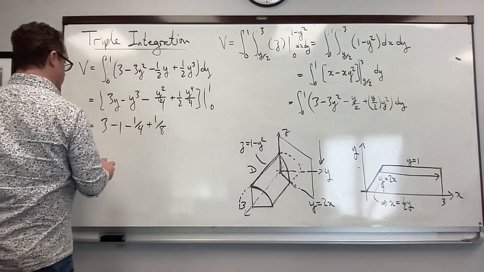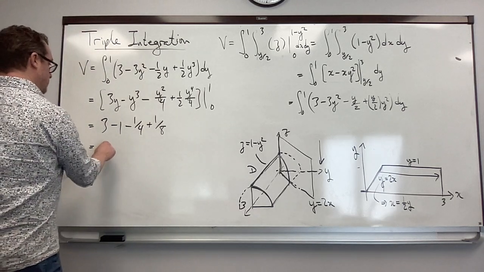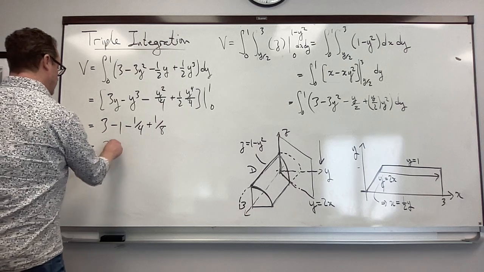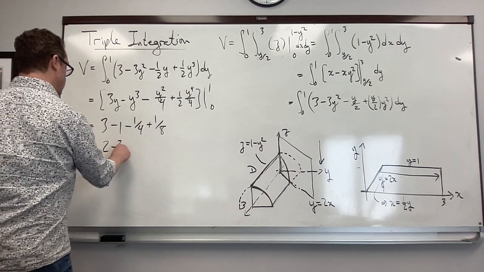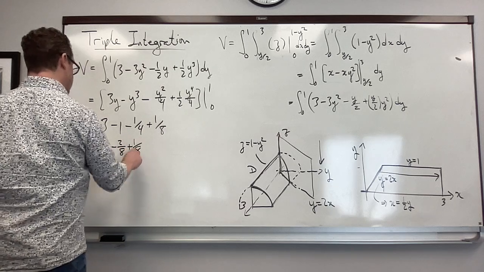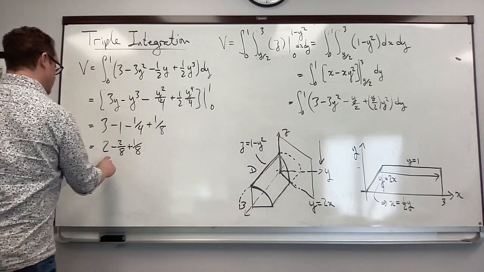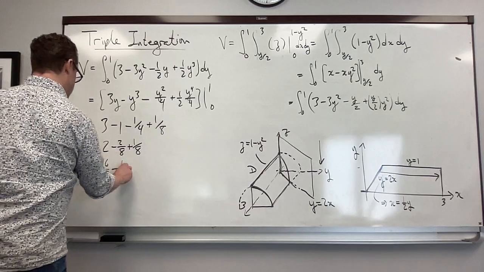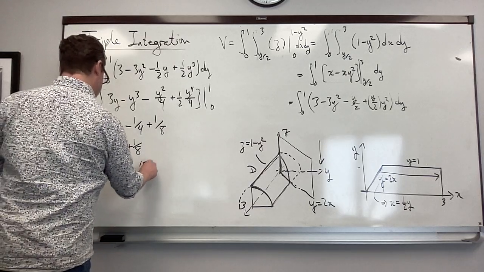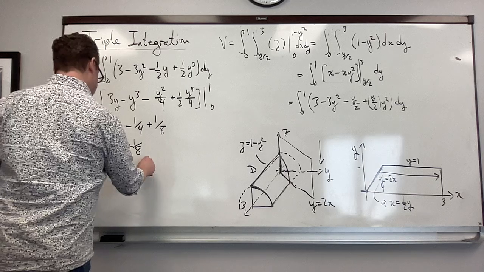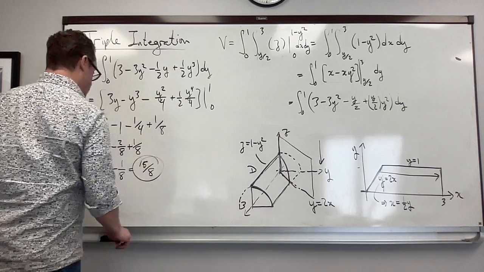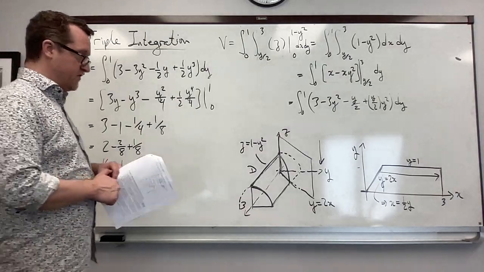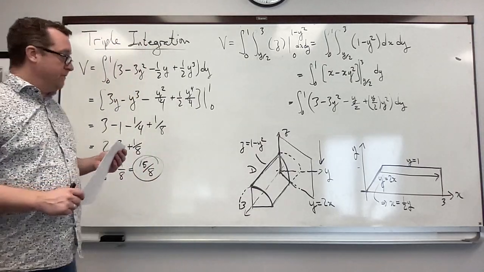So that is equal to 2 minus 2 over 8 plus 1 over 8, which is 16 over 8 minus 1 over 8, equals 15 divided by 8. That's our answer. It doesn't have units because we don't have any coefficient relating anything to anything.